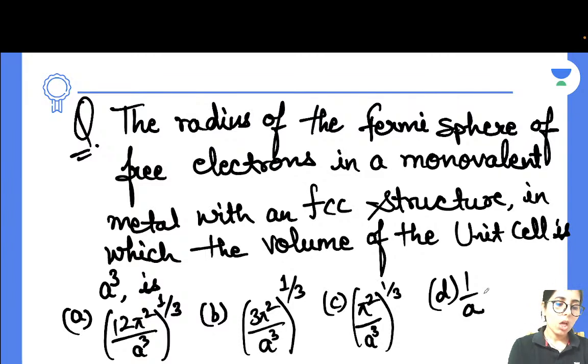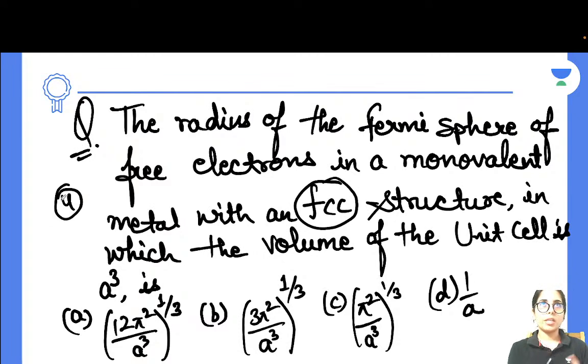Shantanu, you got B. Okay, let me just explain this once and I hope you will be able to understand how it will work. In this case, the radius of the Fermi sphere of free electrons in a monovalent metal with an FCC structure, do you know how many effective number of atoms you will have in case of FCC structure? It's going to be 4, right? Depending on how the atoms are arranged, where they are present, like on the vertices and at the face center positions. So when you consider the effective number of atoms in the FCC case, you get effective number of atoms equal to 4, right?